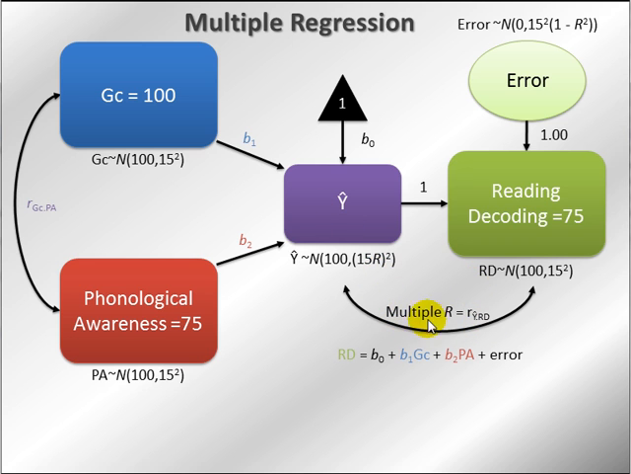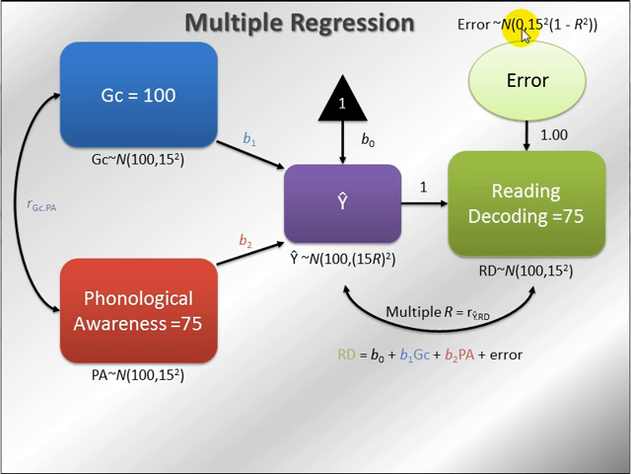Unfortunately, in most cases, the multiple R is not perfect, so there's going to be some part left over, and that's the error. The error term is the portion of reading decoding that is not accounted for by GC and phonological awareness. It has a certain distribution. We're going to assume that it's also normal.